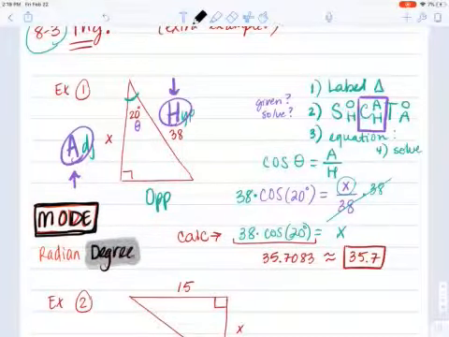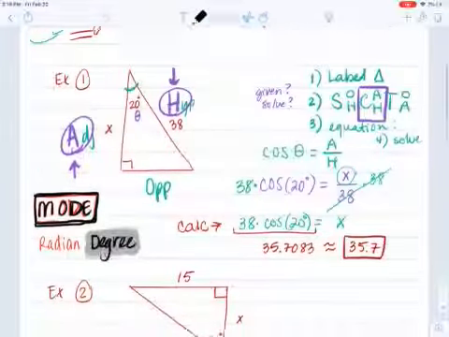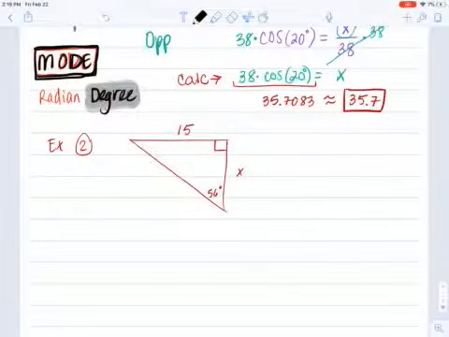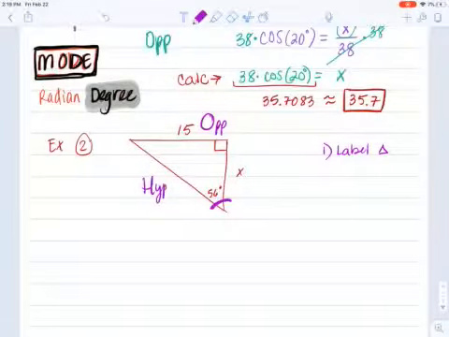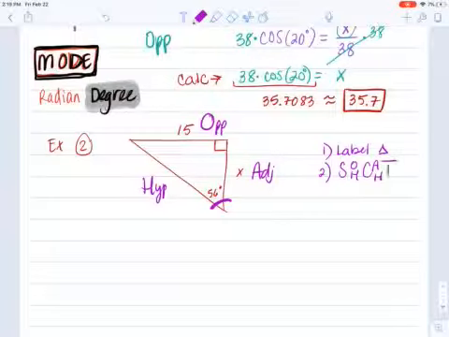All right, so let's do some other problems then, shall we? Okay, so for example 2 here. Now this one's a little different, so I would really encourage you to watch me. Let me write out the steps again. So step 1 is to label the triangle. So that's going to be, if 56 is our reference angle, opposite is going to be here, the hypotenuse here, and the adjacent here. Okay, the next thing we're going to do is figure out my ratio, SOHCAHTOA.